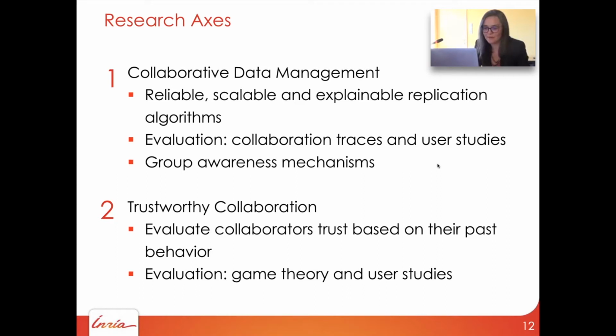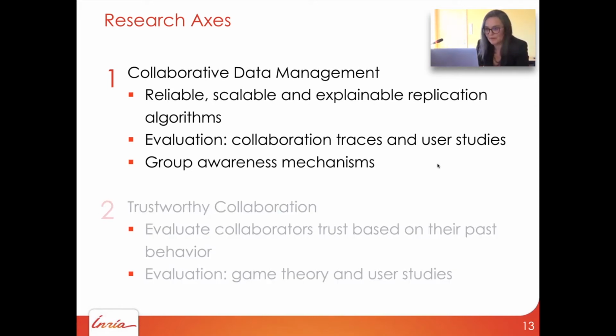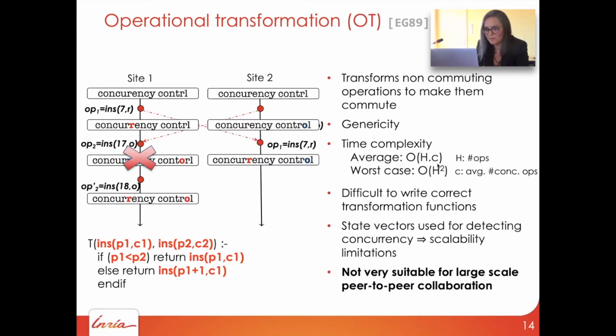I evaluate these algorithms by means of their theoretical complexity, but also using collaboration traces, and by means of user studies. I also developed group awareness mechanisms. In the second research axis, on trustworthy collaboration, I addressed the question of how to evaluate collaborators' trust in order to share data with them. In the next part, I'll discuss each research axis. So, about the first one, collaborative data management.